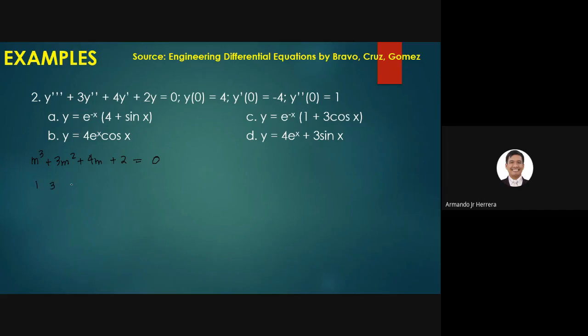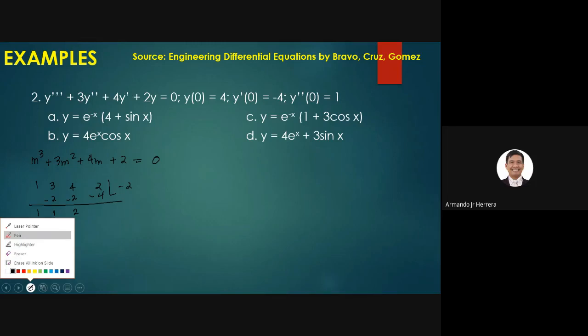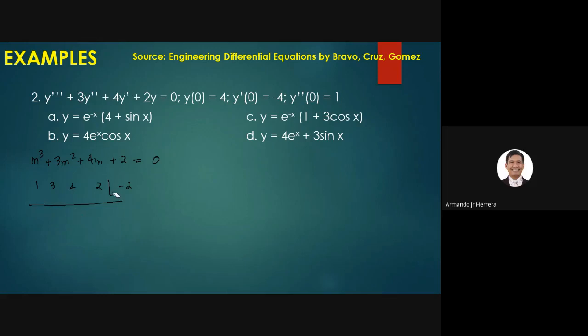So you have 1, 3, 4, 2. So let's try negative 2. Then multiply natin negative 2. So that's 1, negative 2, you have 2. So this is not a factor. Kasi pag nilagay natin, magiging negative 4 ito. So therefore, this is not a factor. Negative 2 is not a factor, so let's try another.